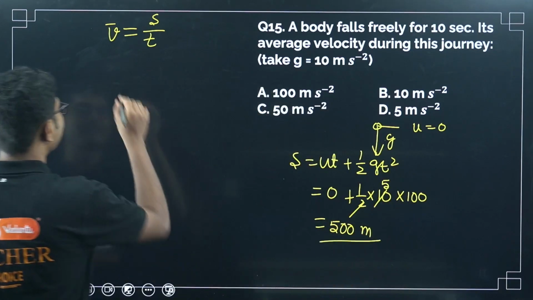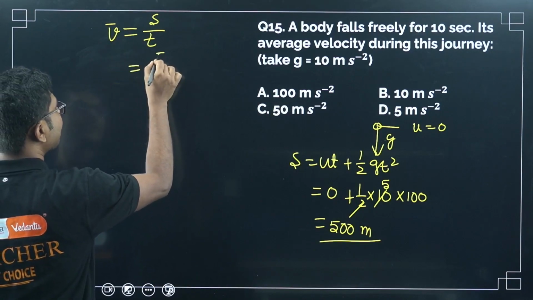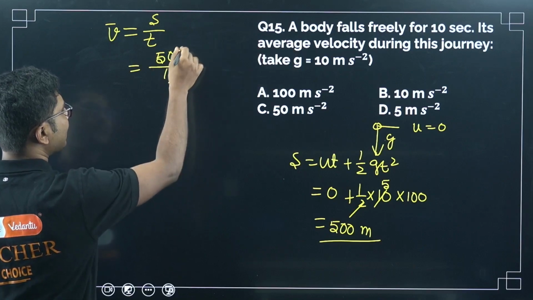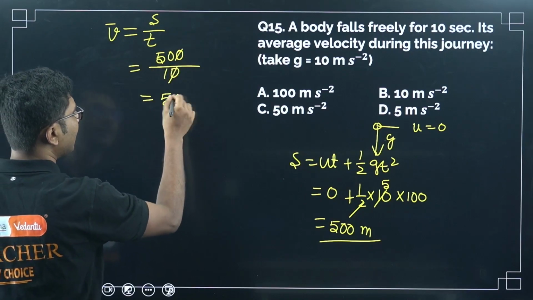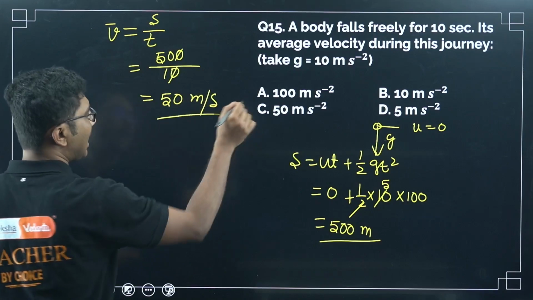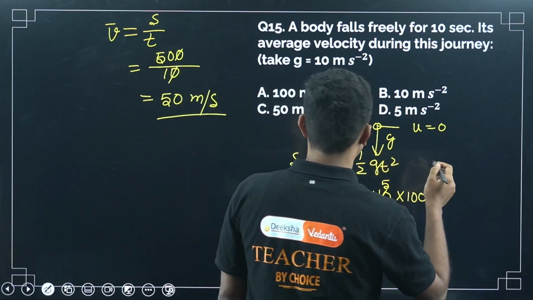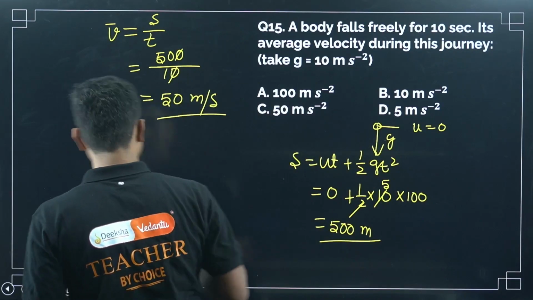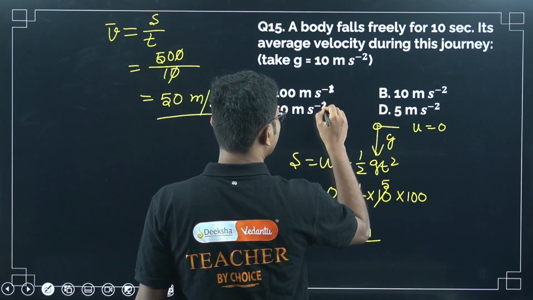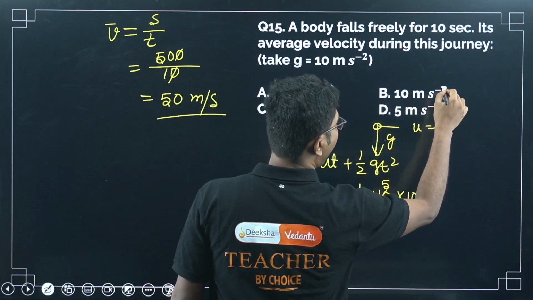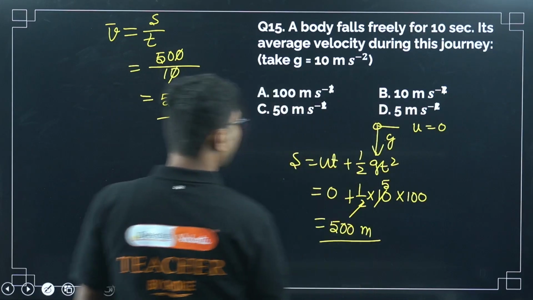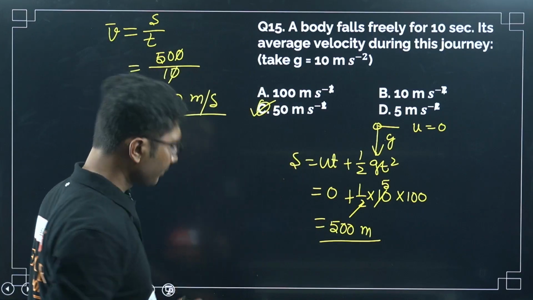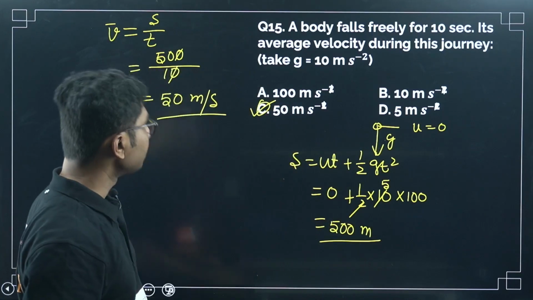Now what is the average velocity? Average velocity is total displacement divided by total time taken, 10 seconds. So 50 meter per second is the average velocity, which is 50 meter per second to the power minus 1 in unit notation. So correct answer is 50 meter per second. Now let's move on to the next question.